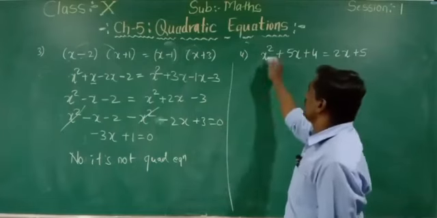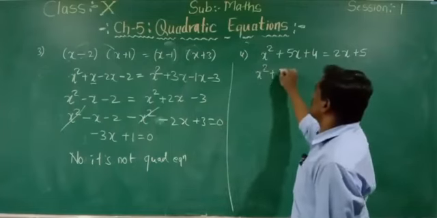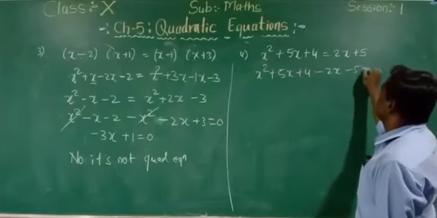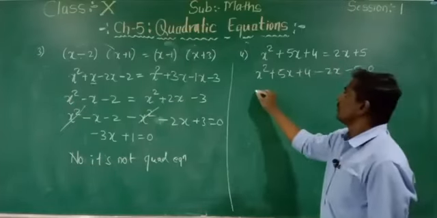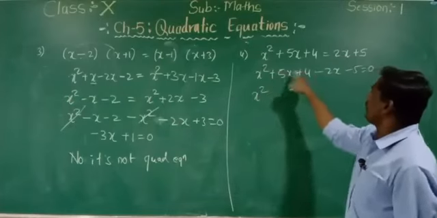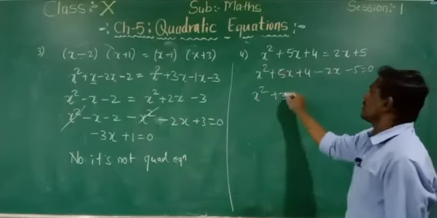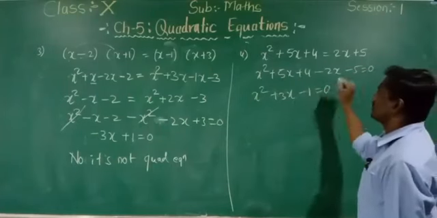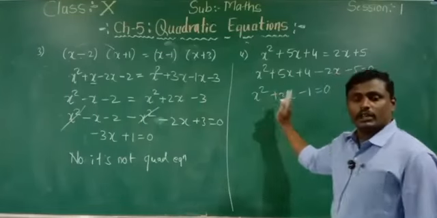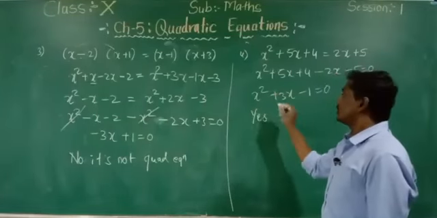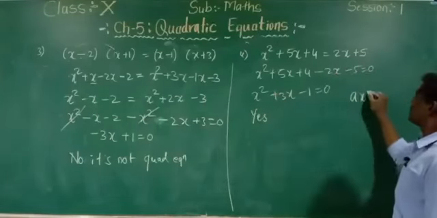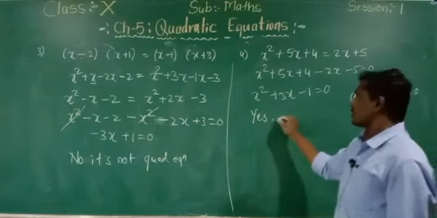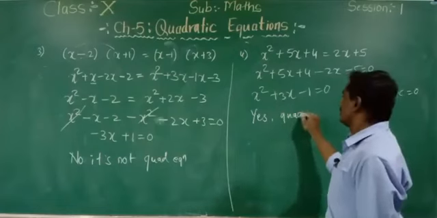Now see the next question. x square plus 5x plus 4 minus 2x minus 5 is equal to 0. x square, 5x minus 2x, plus 3x, plus 4 minus 5, minus 1, which is equal to 0. Is it a quadratic equation or not? Yes, it is a quadratic equation because it is in the form of ax square plus bx plus c is equal to 0.